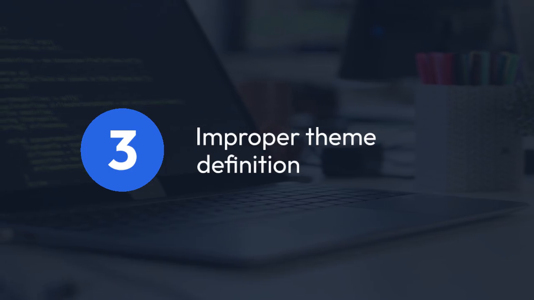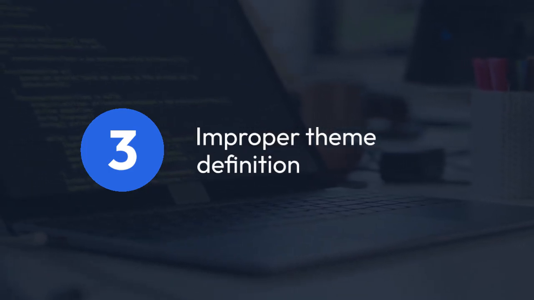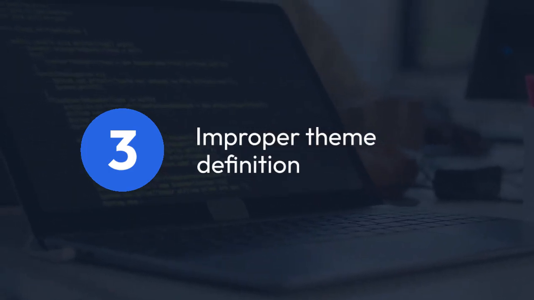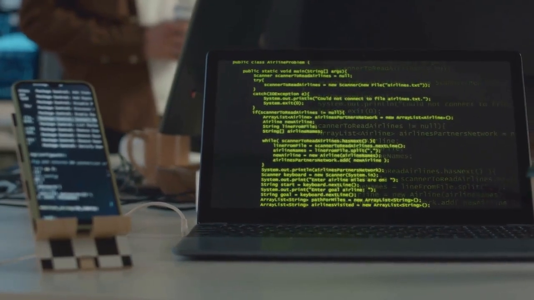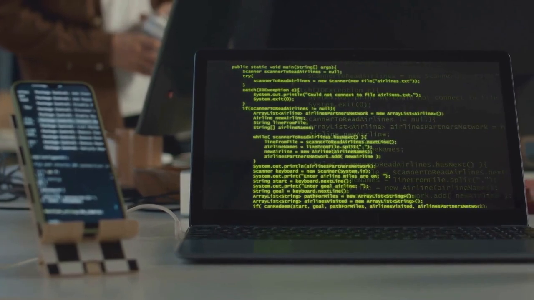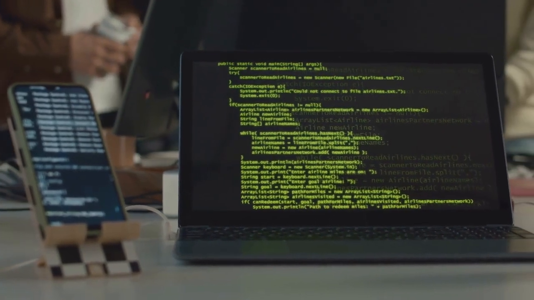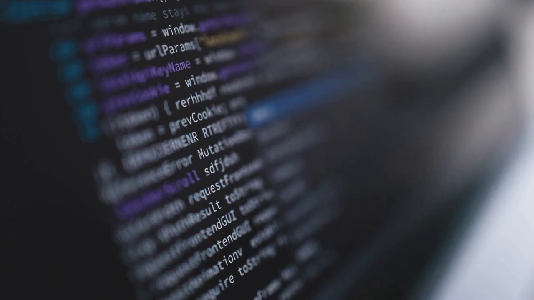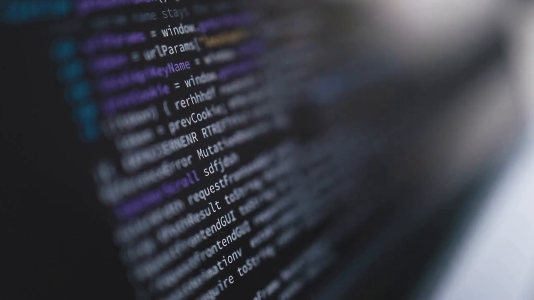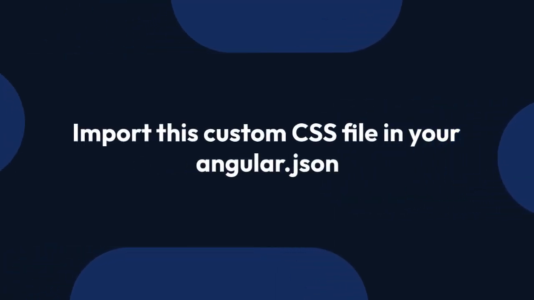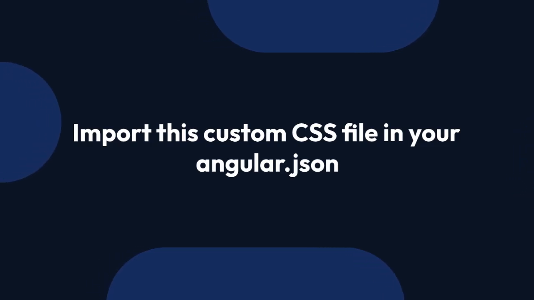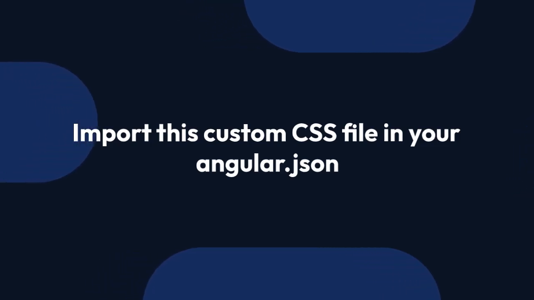3. Improper theme definition, the core of Angular Material theming. Theming involves creating a theme. You need to define your theme using a custom CSS file, often named styles.scss or similar, that sets your color palettes, typography, and other stylistic aspects. You will import this custom CSS file in your angular.json file within the styles array.